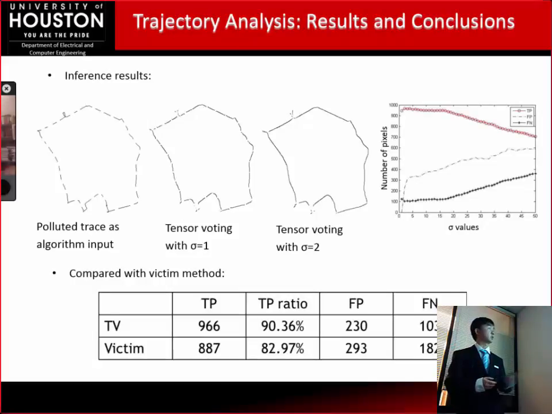As we can see, the first one is the original trace, and the second one is a reconstructed trace with a scale of 1. The third one is a reconstruction with a scale of 2. As we can see, the reconstruction is good, and we have some true positives, at least as high as around 90%. And we also have a victim algorithm, which we mainly use to compute all these broken parts. One advantage is that the tensor loading does not require user input to indicate which part to be referred to or where the algorithm should start to complete the trajectory. So the completion is done automatically.